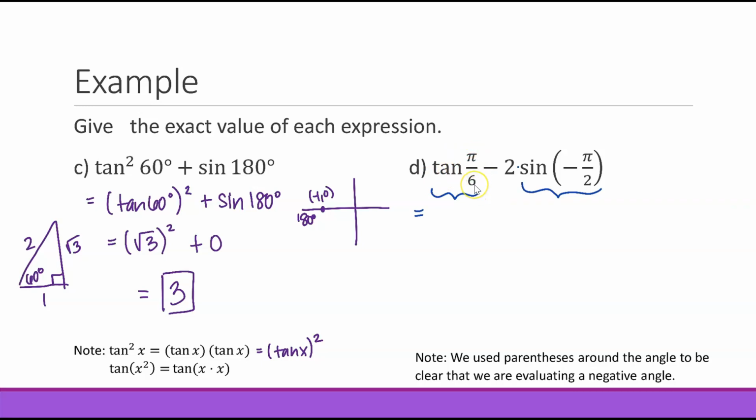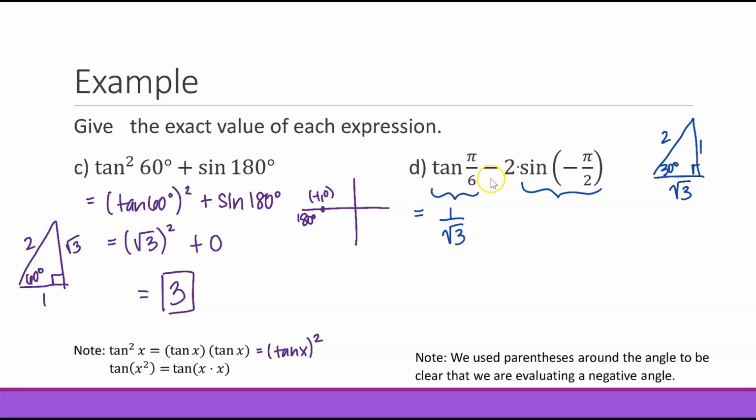Well, pi over 6 is a 30 degree angle. Pi is 180 degrees, so 180 divided by 6 is 30. So we'd be looking at a 30 degree angle. And opposite 30 is 1, opposite 60 is rad 3, the hypotenuse is 2. And tangent is going to be opposite over adjacent. So we're going to have 1 over the square root of 3. We'll hold off now on rationalizing, and we'll go ahead and work on this one.